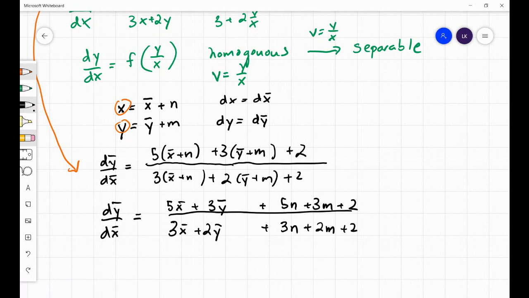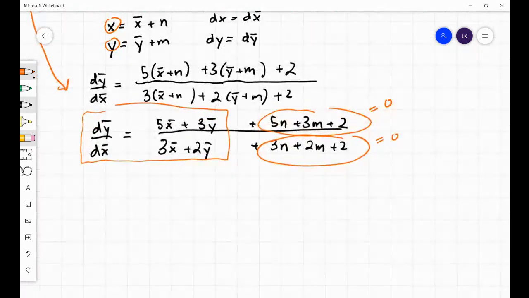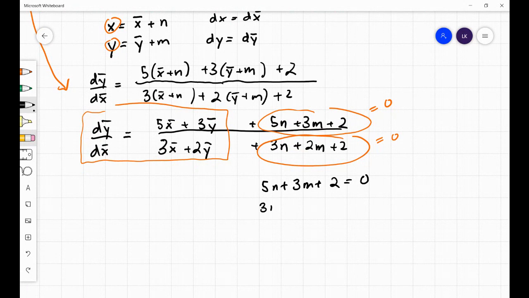And the idea is that we want this to be 0 and this to be 0. So that goes away and we'd be left with a homogeneous differential equation in x bar and y bar. Okay. So now we have to solve 2 equations and 2 unknowns. We have to solve for n and m.